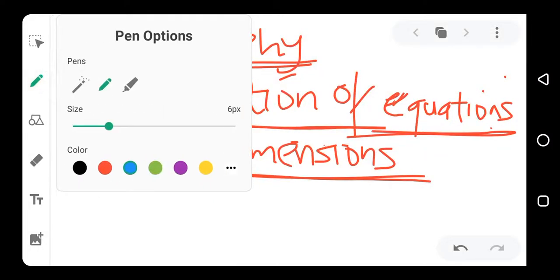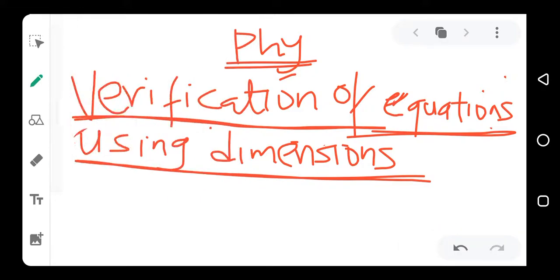In this class, we are going to discuss verification of equations using dimensions. That means we are going to talk about how to verify physical equations using the dimensions of their physical quantities. In the previous class, we talked about fundamental and derived quantities, and we also discussed how to get the dimensions of derived quantities. So today we are going to be looking at different equations and see how we can use their dimensions to verify whether they are correct or not.